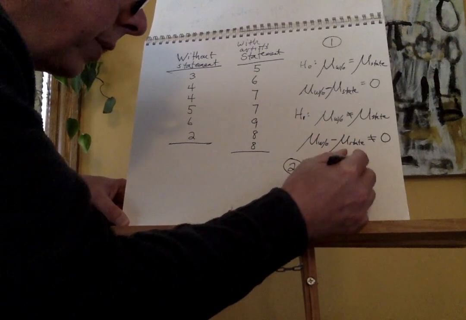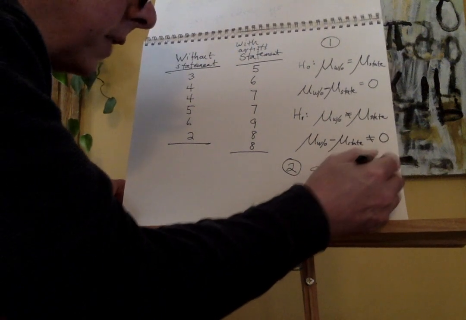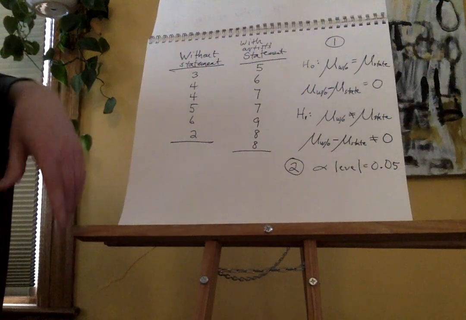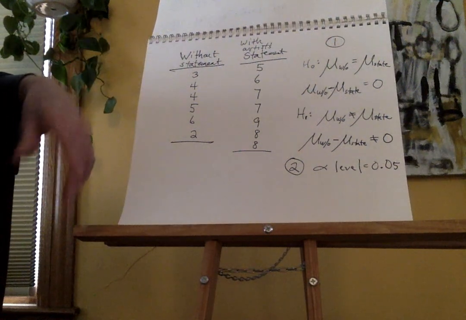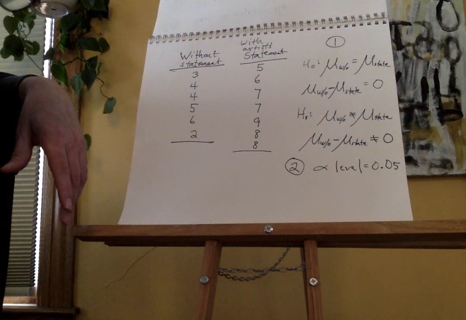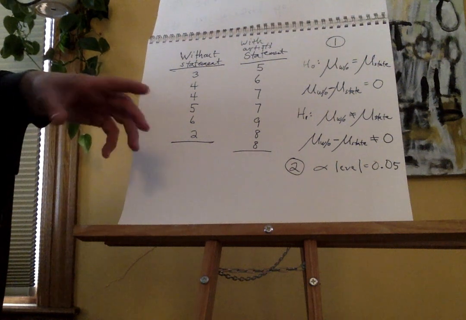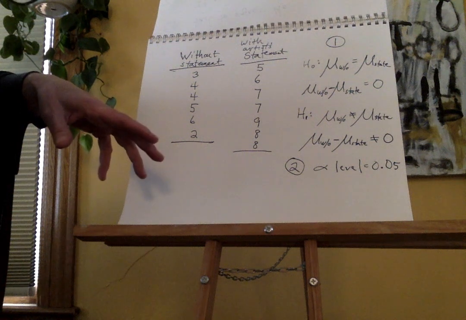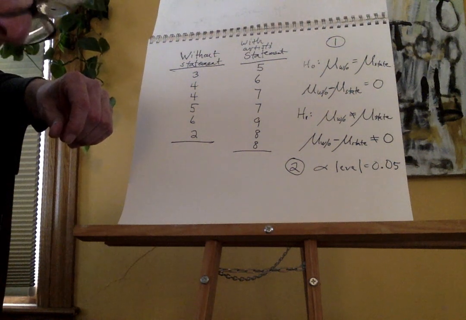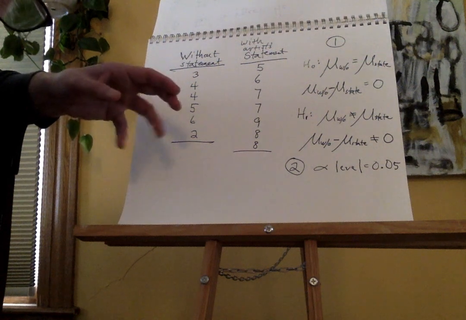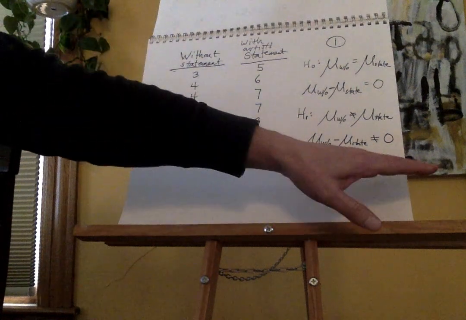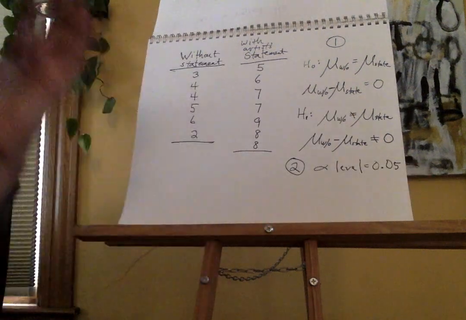Alpha level 0.05, and people will often raise their hand and say, do we always use 0.05? You can use anything you want to use, but for our class, we're pretty much going to use 0.05. The reason that we do that is because scientists, psychologists included, researchers, sort of say, listen, this is the minimum that we need to show there's a difference.